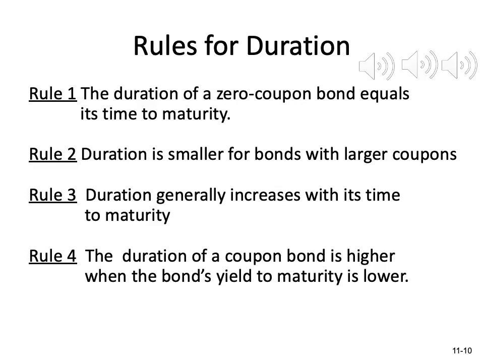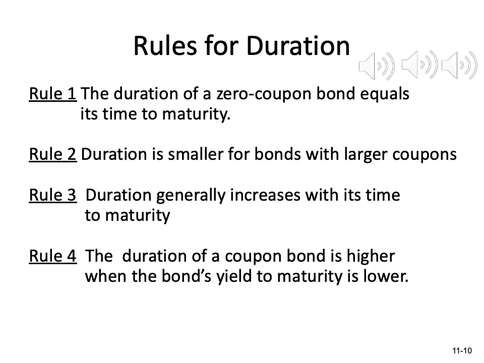The second rule is duration is smaller for bonds with larger coupons. Remember our previous picture comparing bond B and C? So the duration is smaller for bonds with larger coupons, meaning the duration of bond B will be smaller than the duration of bond C.